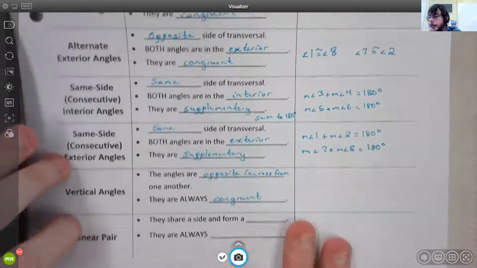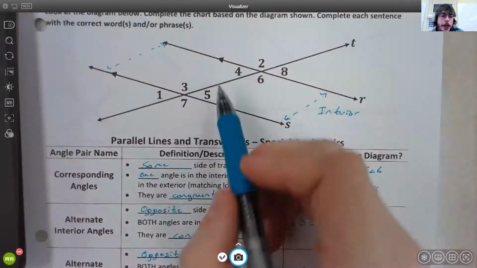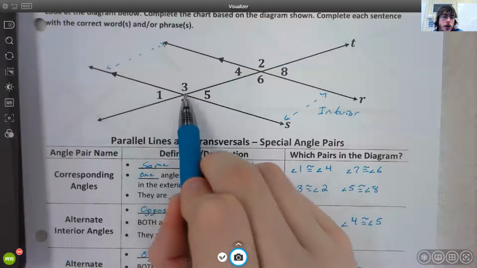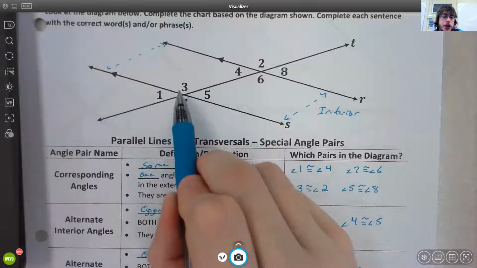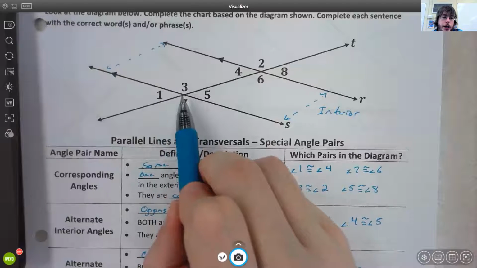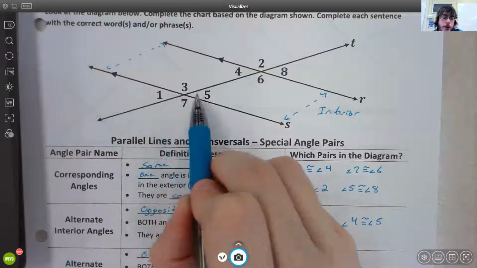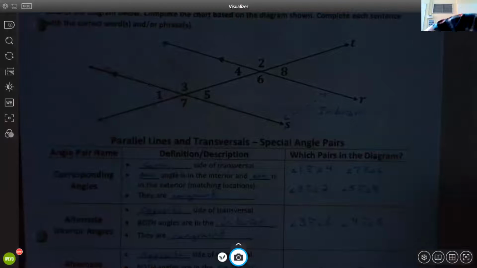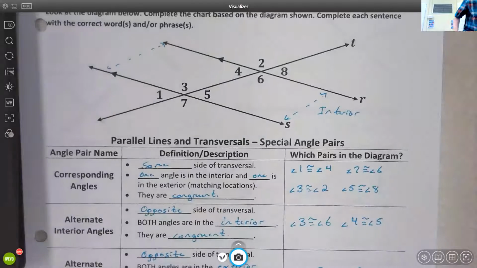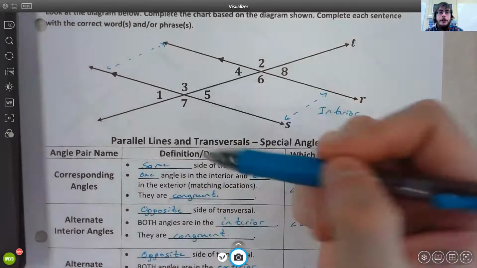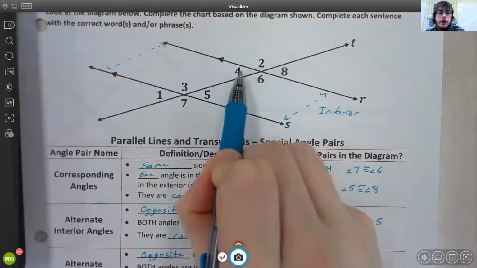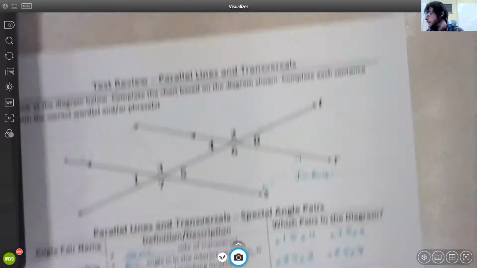So if we look at our diagram here, let's look at angle 1. What angle is across from angle 1? Well, we see that 3 and 7 share a side with it, so they can't be across from it. So that means angle 5 and angle 1 are vertical angles. Then we can see from our diagram as well that angles 3 and 7 are vertical. And then looking at our other intersection, 4 and 8, and 2 and 6.